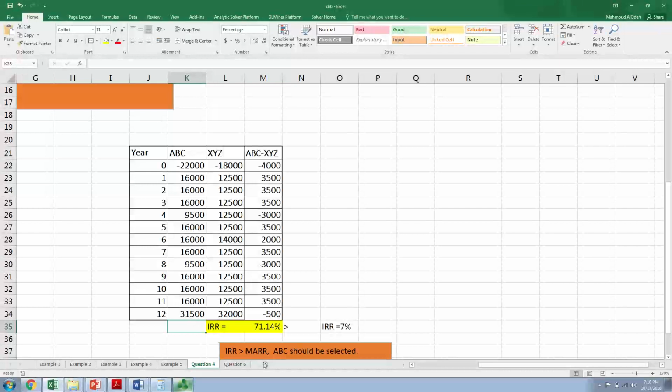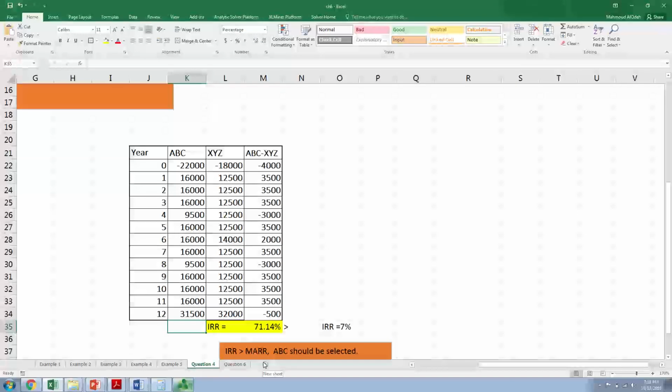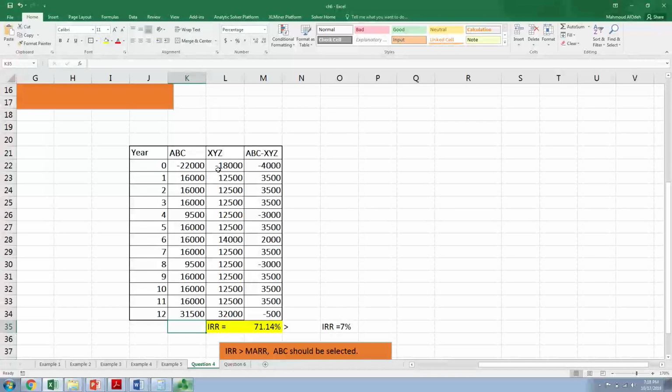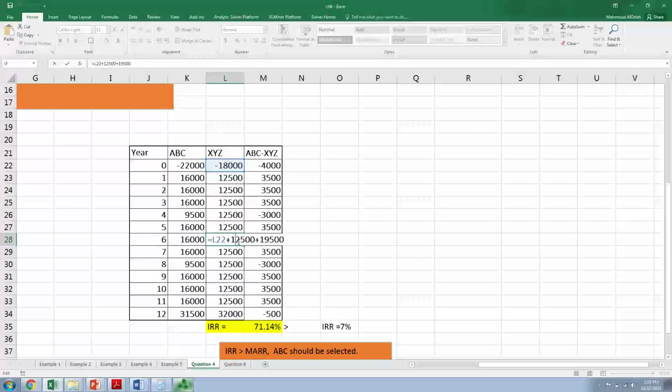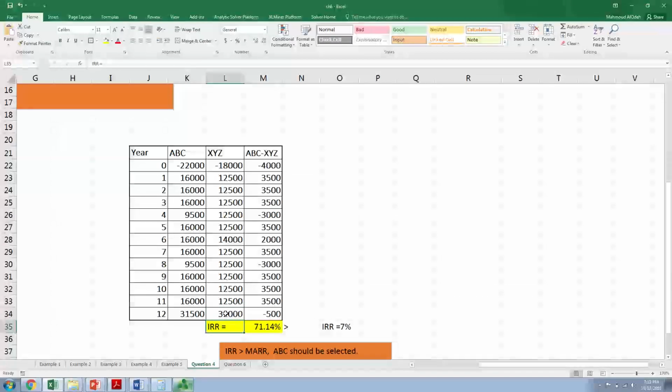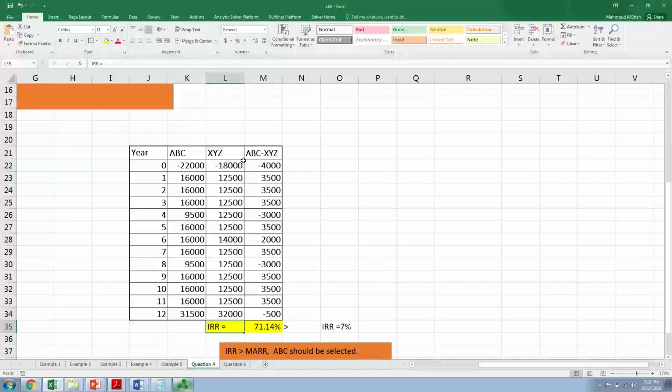Same thing we're gonna do for X, Y, and Z. Build the cash flow from 0 to 12. On year 0, we have 18,000. Year 6, which is the second cycle, we have to buy a new alternative, and we need to get the salvage value. On the last year, year 12, you will get only the salvage value. And in this case, what would you do? You subtract the ABC minus the XYZ as I did here.